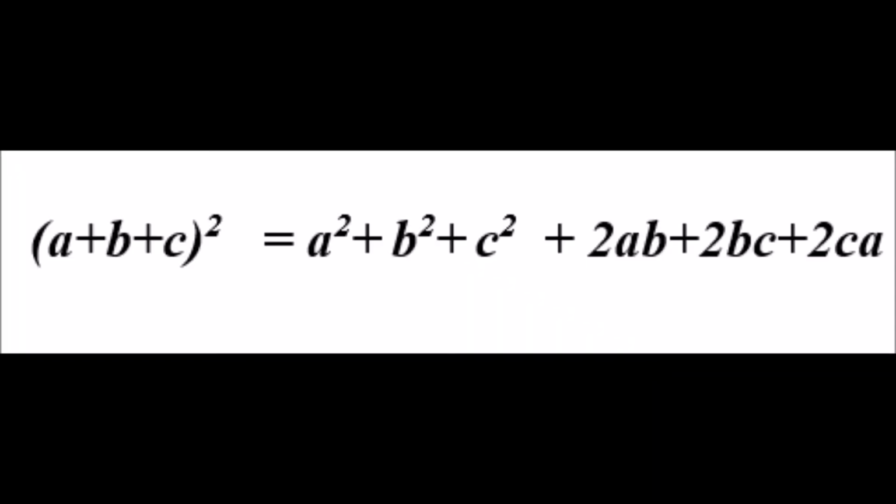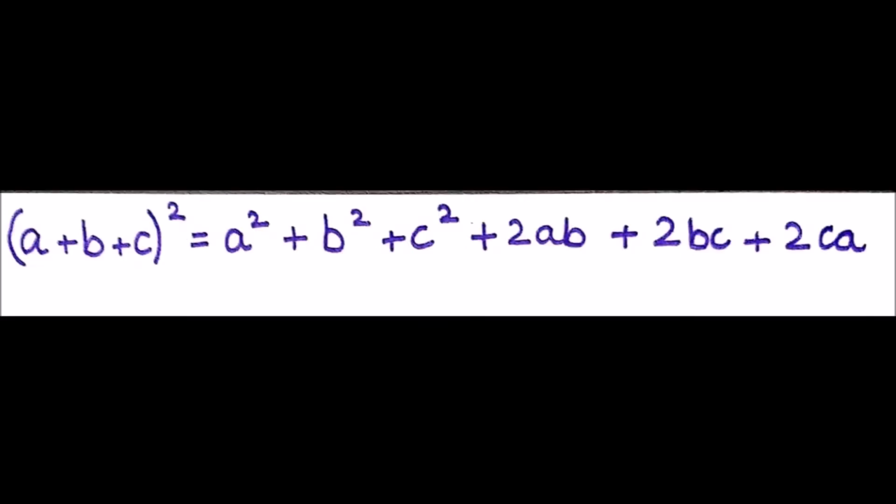Hello everyone. Today I, Ishansh Bansal, will be showing you how to represent (a + b + c) whole square is equal to a square plus b square plus c square plus 2ab plus 2bc plus 2ca identity by using paper cutting method.